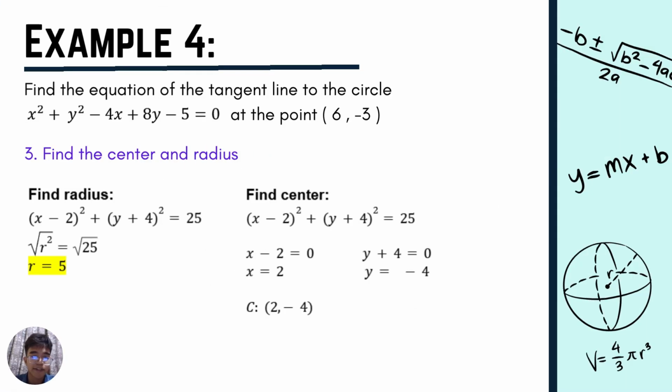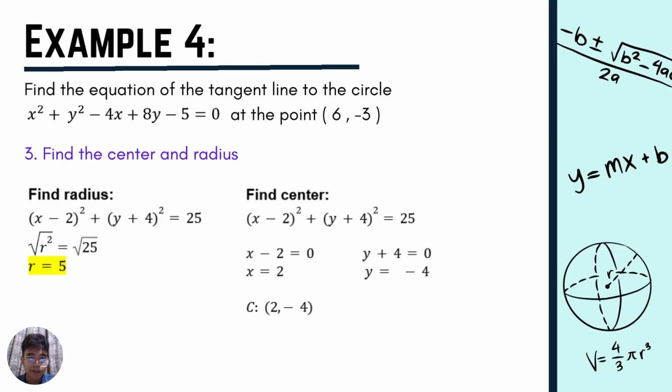Now we'll find the center and radius. Now to find the radius, we have (x minus 2) squared plus (y plus 4) squared is equal to 25. So therefore, r squared is equal to 25, and taking the square root of both sides, we have square root of r squared is equal to square root of 25. And the square root of r squared is r, and the square root of 25 is 5. Therefore, the radius is equal to 5.